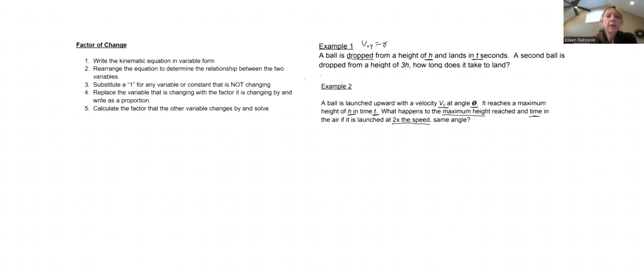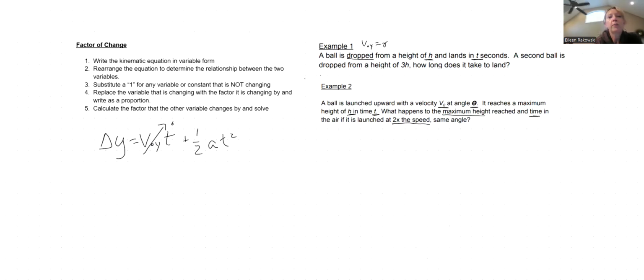So the first step is to write the kinematic equation in variable form that we're going to use. So we need an equation that relates the time in the air to the height of drop, given that it starts at 0 velocity. So the equation we're going to use is delta y equals v initial y t plus 1/2 a t squared. And we know v initial y is 0, so I can cross that out. So this equation relates the height, which is delta y, and the time in the air, t.